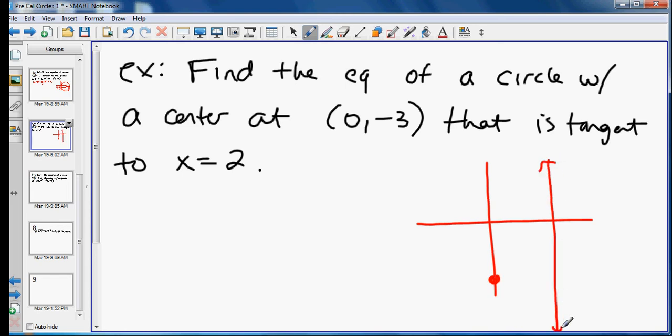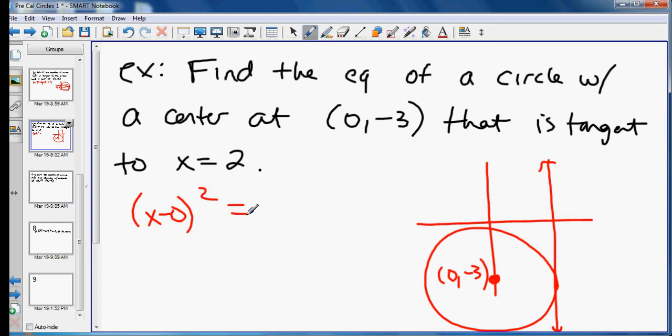Okay, so the center is at 0, -3. Again, that part's good to go. It's minus 0, so I don't really have to write that. I could just write x squared, and then plus y minus -3 squared. And we'll have to find the radius. Okay, so I'm going to go ahead and write this a little better here.